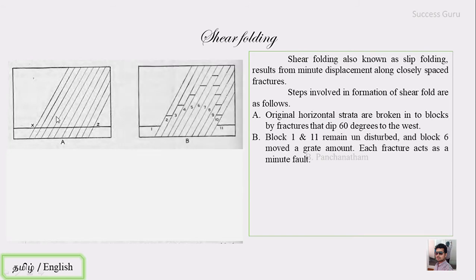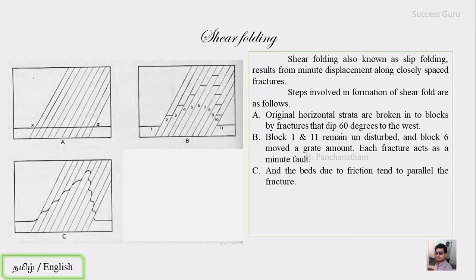The second step is that the blocks tend to move. When there is a force acting from down towards up in this direction, what happens? The first one and the 11th one will not move. In the central part, the sixth block has moved a longer distance, right? And the other parts have moved comparatively less than the sixth, right? So this is how the movement takes place, that is what we have mentioned as slipping. And the third one is that the beds, due to friction, tend to become parallel to the fracture. So due to the frictional force, these beds, which are actually horizontal in the primary stage, tend to get parallel to the fracture.